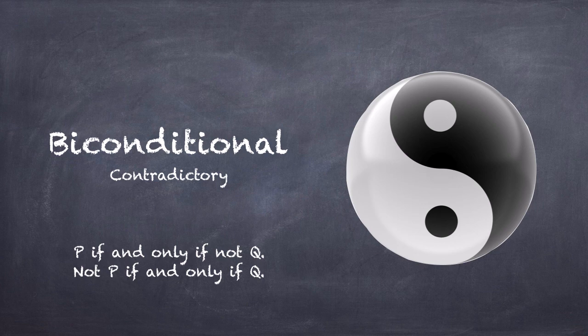Now, we could express two contradictory propositions by using the disjunctions discussed in the last video, but that's a little awkward. For a shorter approach, we use the biconditional, but one and only one of the component propositions is negated. Thus, if P and Q are contradictory, we would express this with P if and only if, not Q. It does not matter which component proposition is negated to express contradiction. We could also say not P if and only if Q.